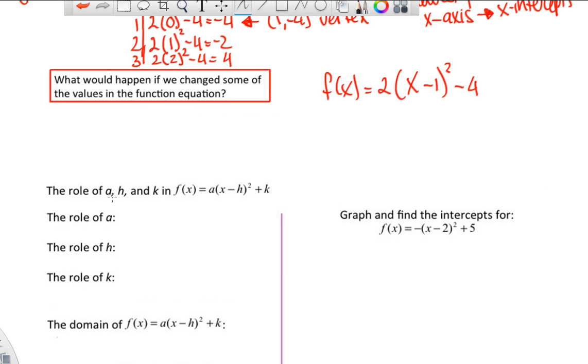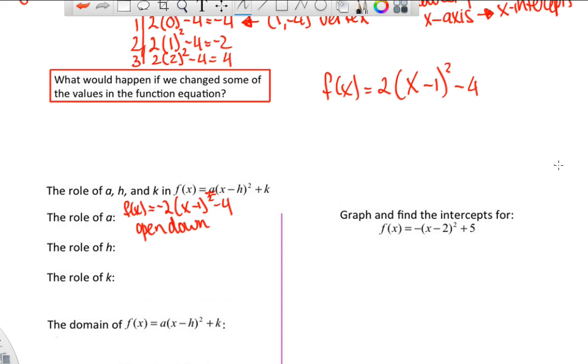Well, let's look at it. So a still has the same role. If you change it, for example, if you make f of x equal to negative 2 times x minus 1 squared minus 4, then instead of it opening up, it will open down. So that has not changed.